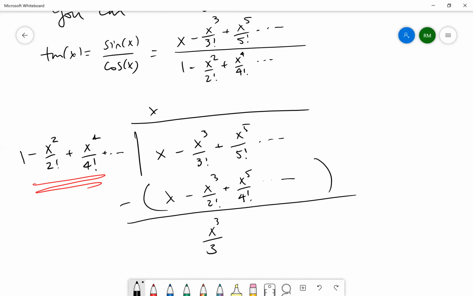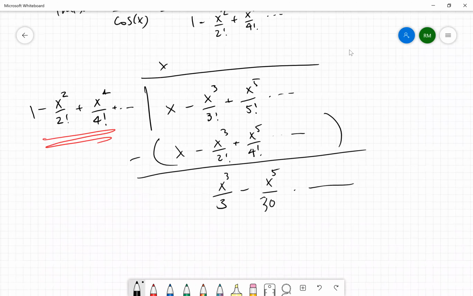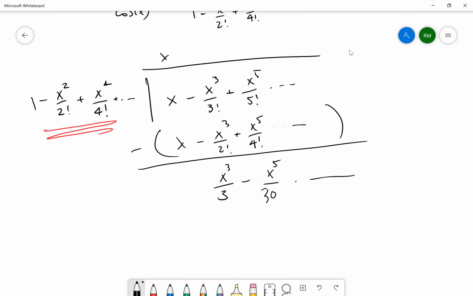And then we have x to the 5th here over, let's see, I believe this is over 30. Okay, we have extra terms there. So now we need to match up the leading terms again. So we multiply by x cubed over 3.